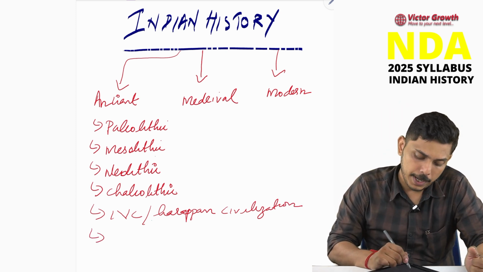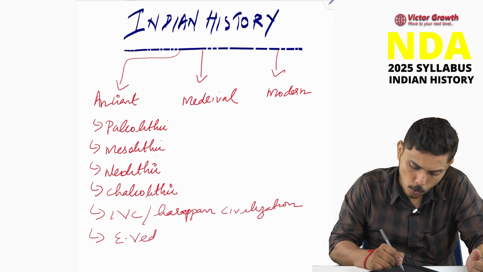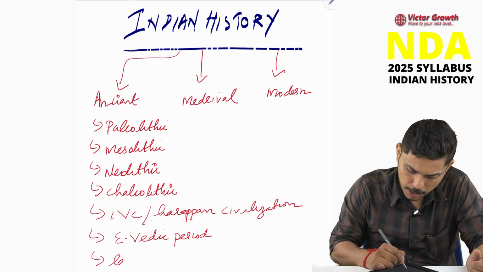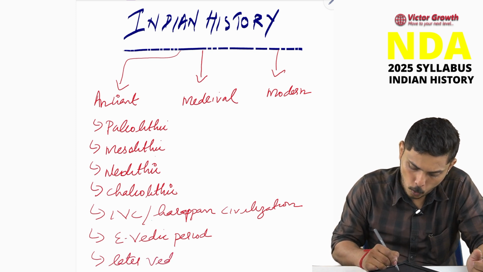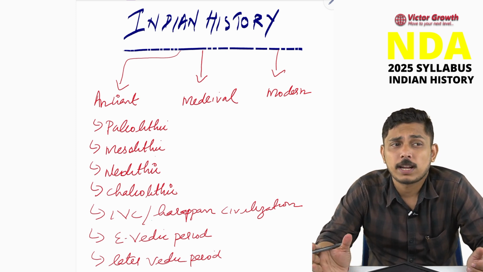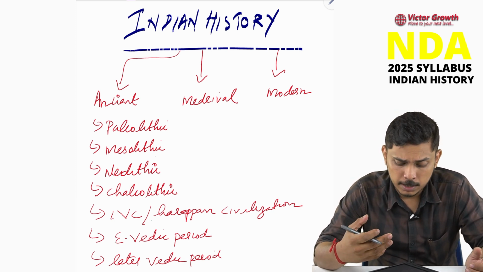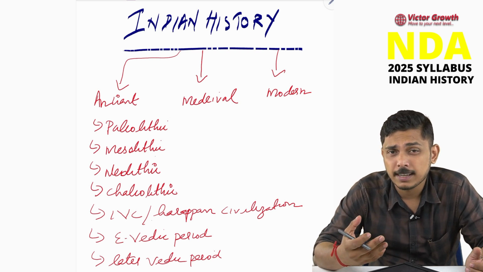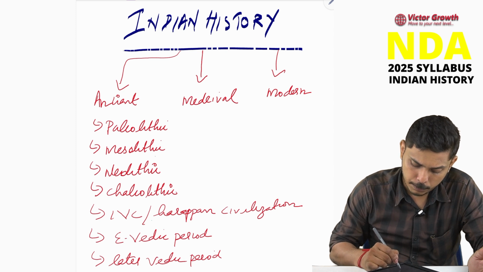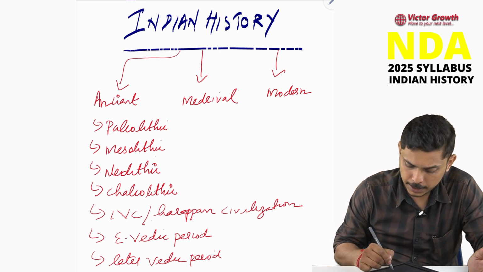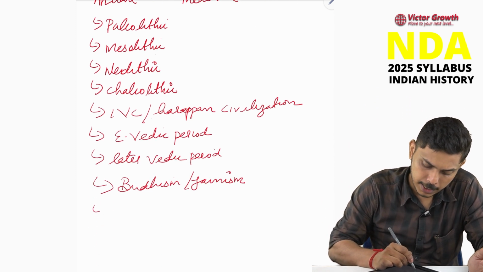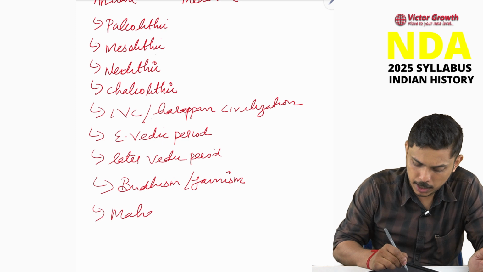Then this is followed by the early Vedic period, later Vedic period. This later Vedic period is also known as the Iron Age. And during this time, at the beginning of the 6th century, we can see the arrival of two religions that are important from the exam perspective, that is Buddhism and Jainism. After that, during the 6th century only, we have the Mahajanapadas.